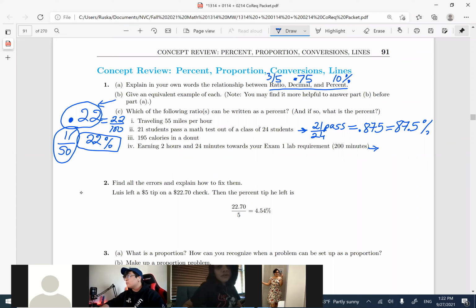2 hours and 24 minutes. How many? You need to change it to minutes, right? Out of 200 minutes. So what is 2 hours and 24? So 2 hours is how many minutes? 2 hours is 120 minutes. 120 and 24 more. So it's going to be 144. That's right. Now it's over 200.